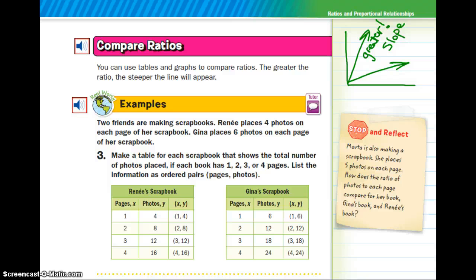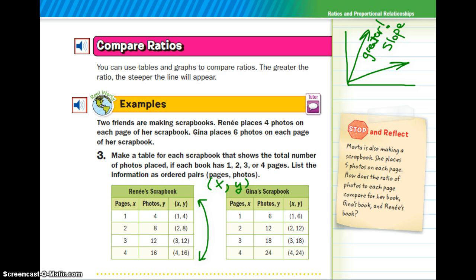Now, let's look at the table below in the example. Two friends are making scrapbooks. Renee places 4 photos on each page of her scrapbook. Gina places 6 photos on each page of her scrapbook. We need to make a table for 1, 2, 3, and 4 pages. Notice that our ordered pair is pages as our X value, and photos as our Y value. So let's look at Renee. Renee for one page has 4. 2 is 8, 3 is 12, 4 is 16. Here are our ordered pairs for that.